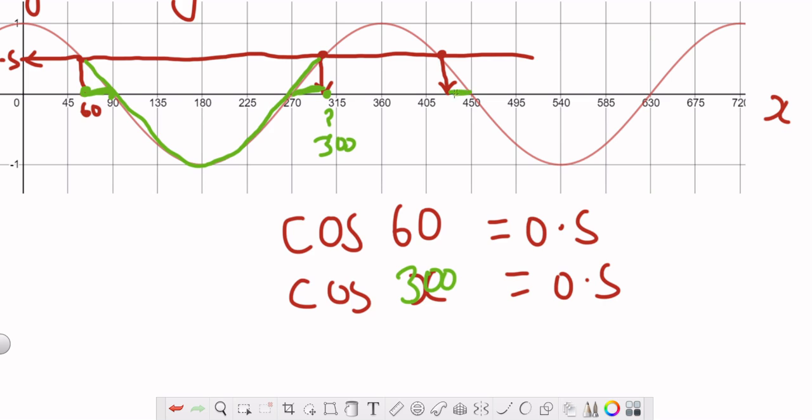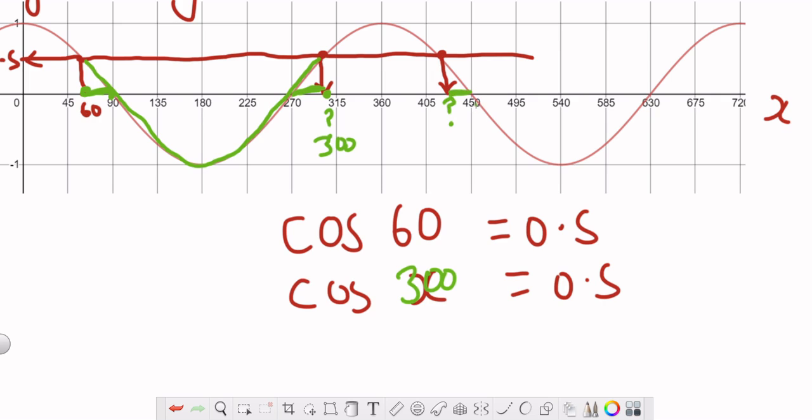The gap here should also be same as the other ones. The gap here should be 30 as well. So I want to know what this one is. So whatever this number is here, this question mark, plus 30 should give you 450.